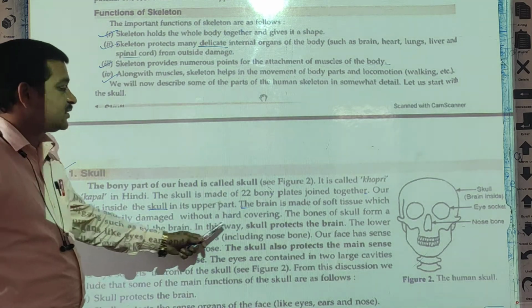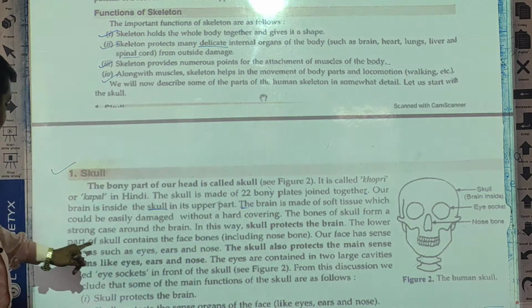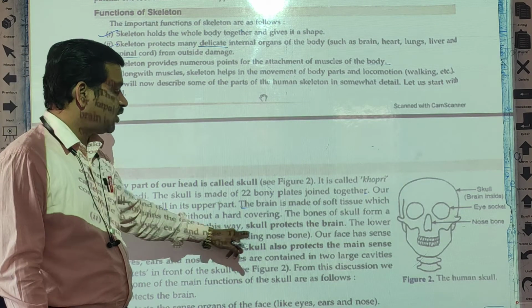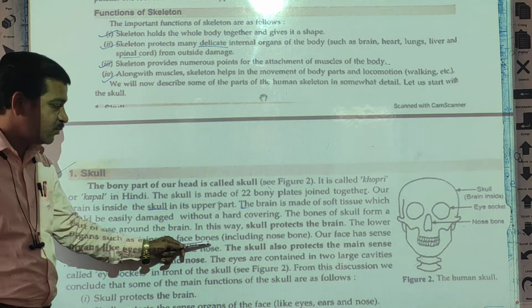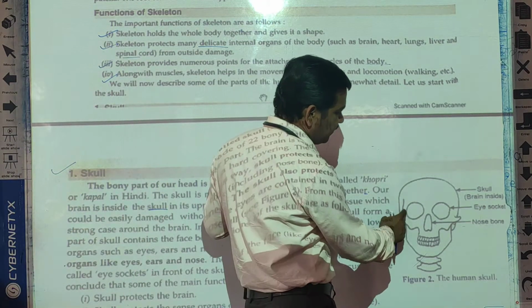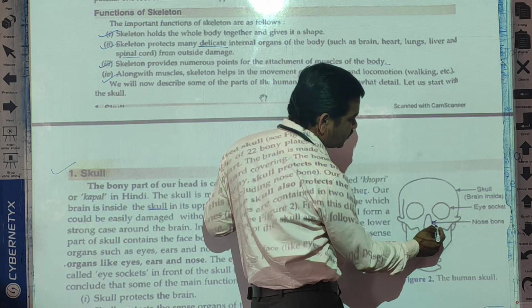In this way the skull protects the brain. The bones of the skull form a strong case around the brain. The lower part of the skull contains the face bones, including the nose bones. This is called the lower part. You can see here the face bones, and here the nose bone.